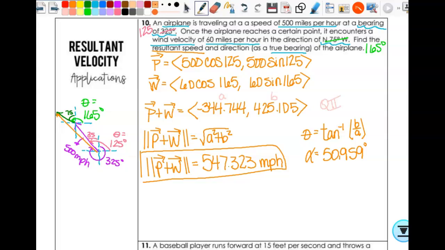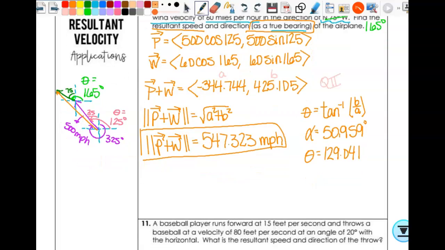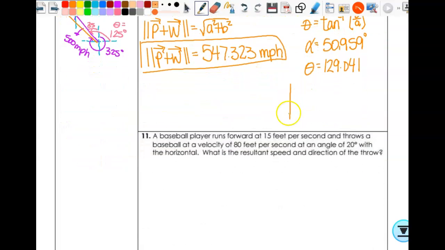So that's alpha. I'm in quadrant 2. What do I do with alpha to get theta? Subtract from 180, and that would give you 129.041. But then I'm going to double check up here. I need it as a true bearing. So as a true bearing, I'm going to sketch out where my angle is here. I'm in the second quadrant, so this is my 129 degrees. What do I do with that to get my true bearing? And my true bearing would go from here to here.